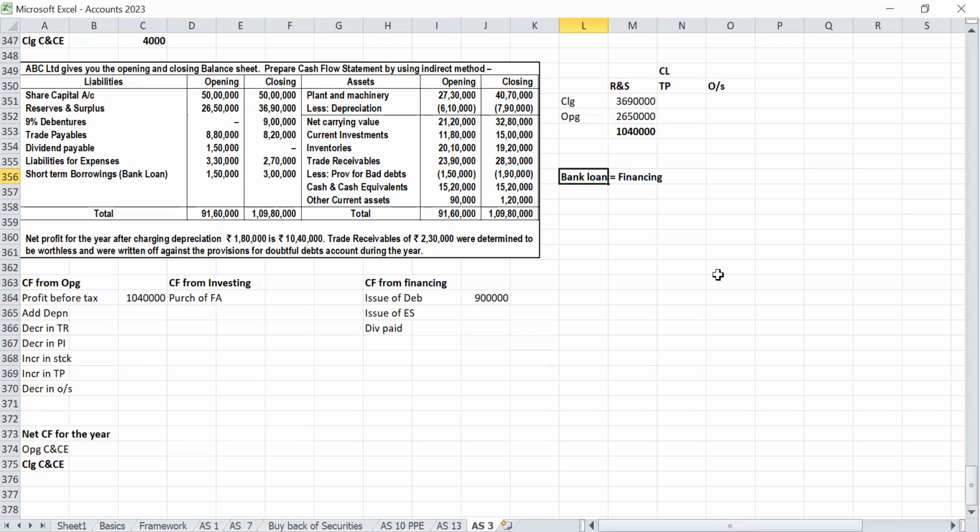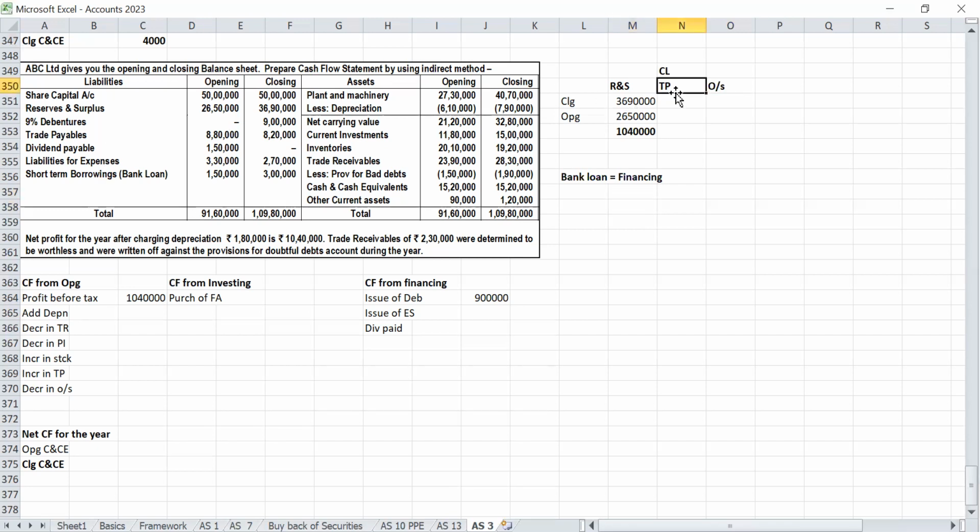Two things are special for this question. First point: even if it is a current liability, bank loan should be classified under financing activity. Financing activity, that's one point. Then dividend payable is there. In the question it is not significant because opening is 1,50,000 and closing is nil, so it is paid. So no problem.